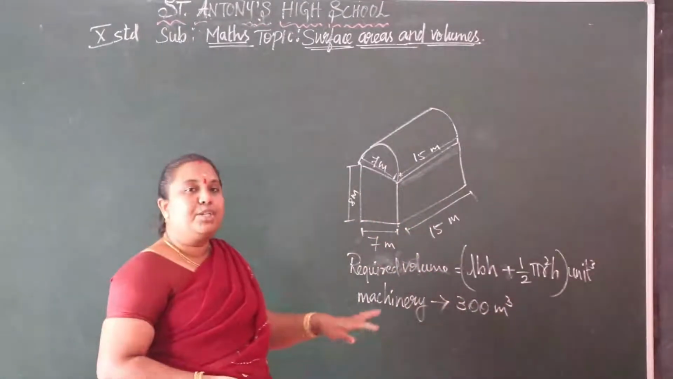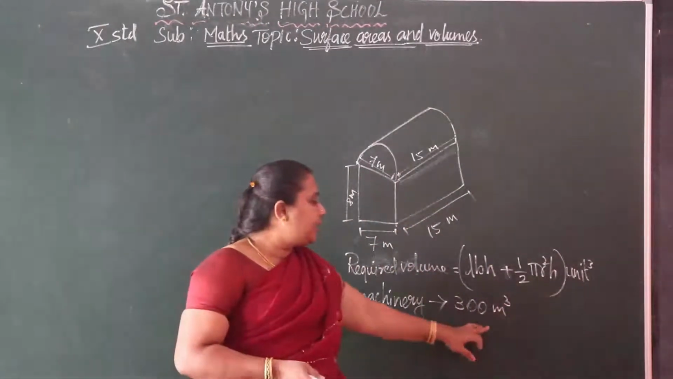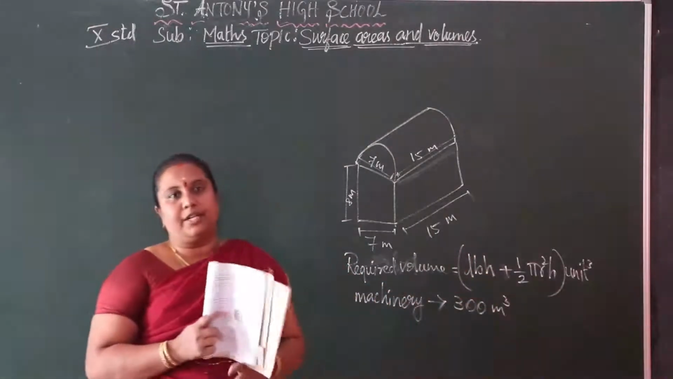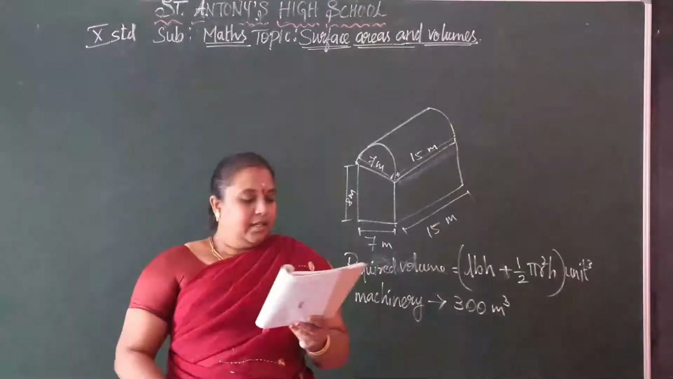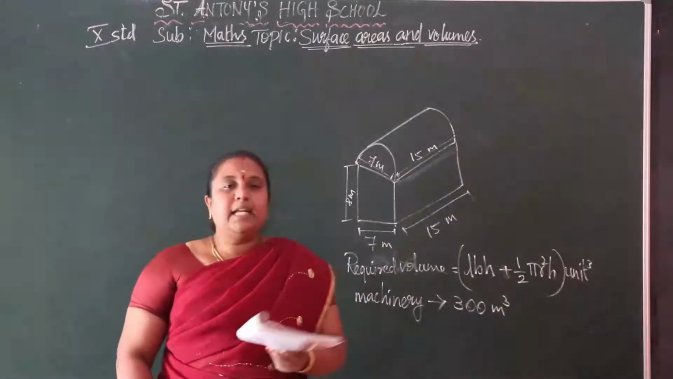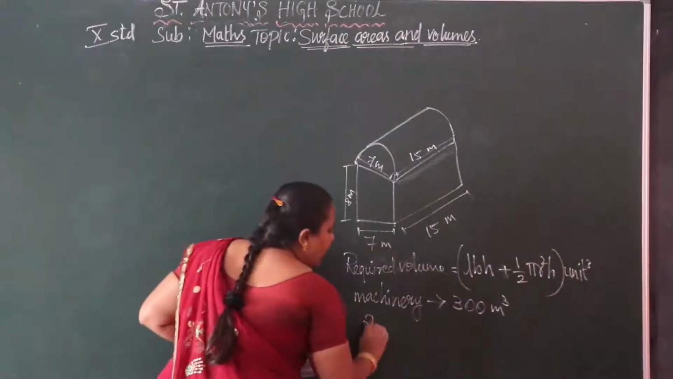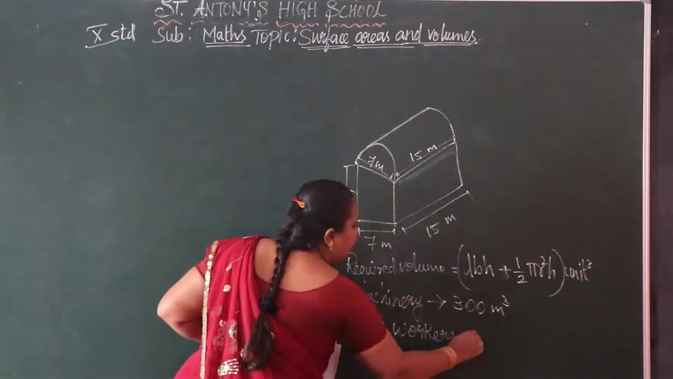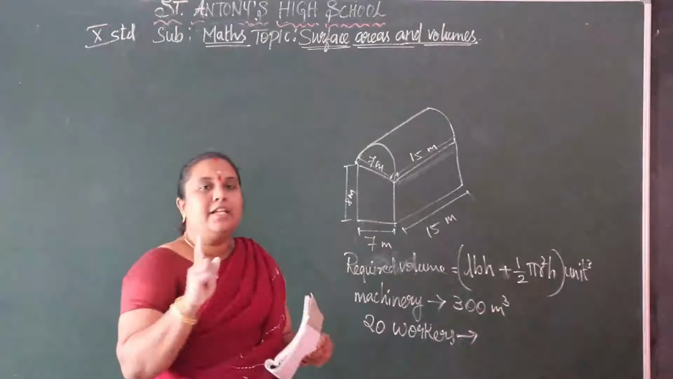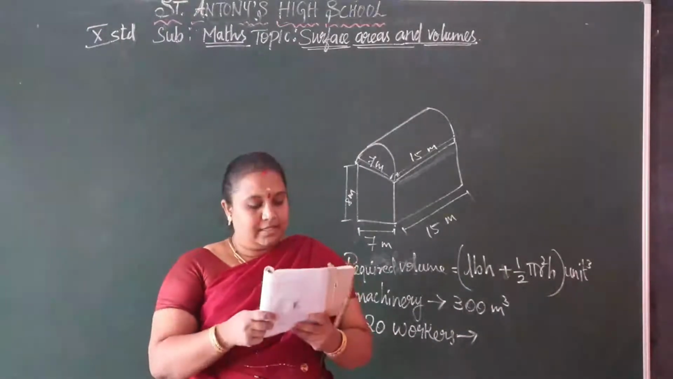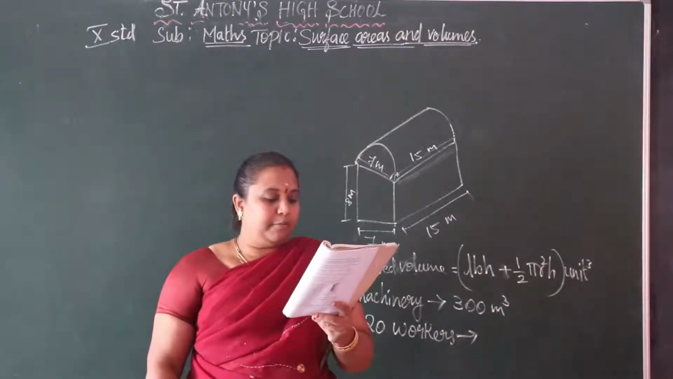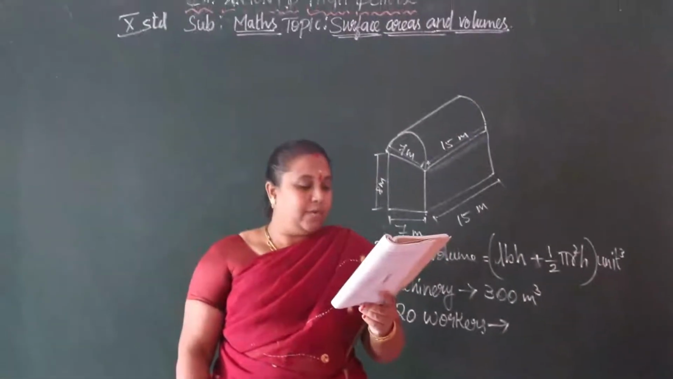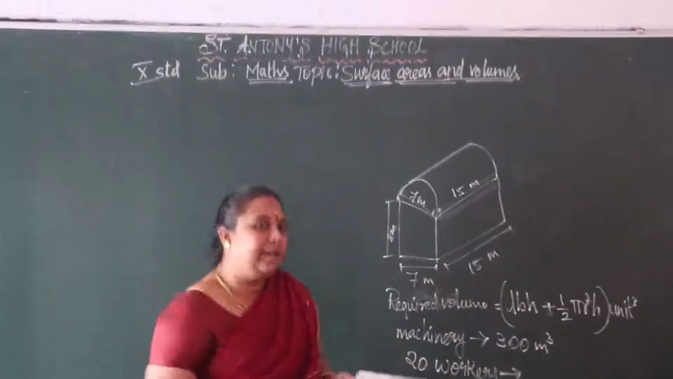Okay, so the machinery occupies 300 meter cube space in this shed. And there are 20 workers. How many workers are there? 20 workers. Each worker occupies about 0.08 meter cube space on an average.